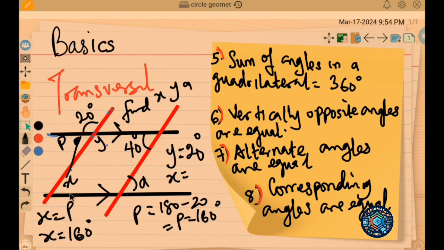Okay, and for A here, A is very straightforward. You can see A is alternate to 40 degrees, and both of them are within these lines. A is on this side, 40 degrees on the other side. So automatically you can say A is 40 degrees.